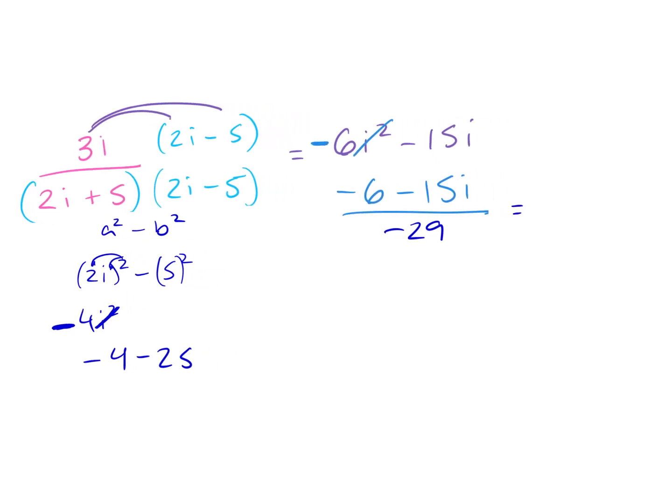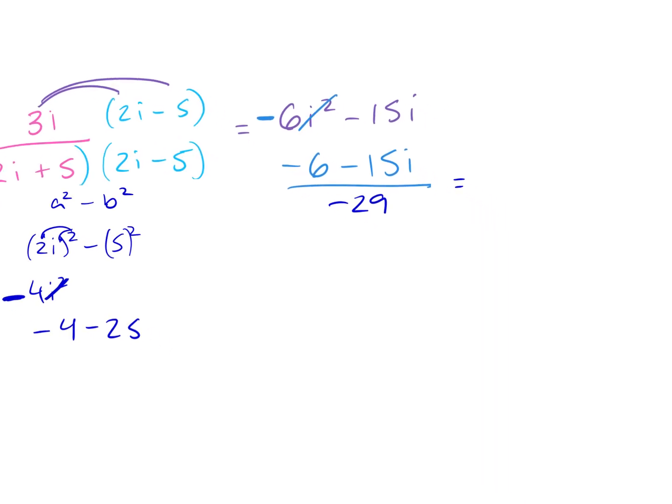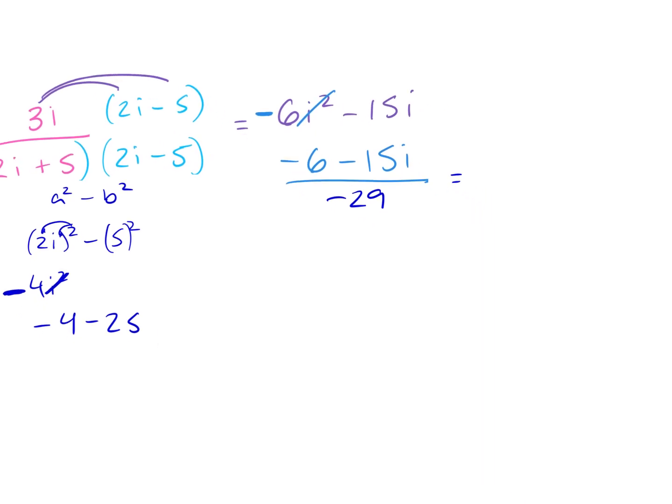We can simplify this a little bit. You don't really have to, but since all 3 of our terms are negative, we can divide them all by negative 1 to make it positive. So 6 plus 15i over 29. Either way is fine though.